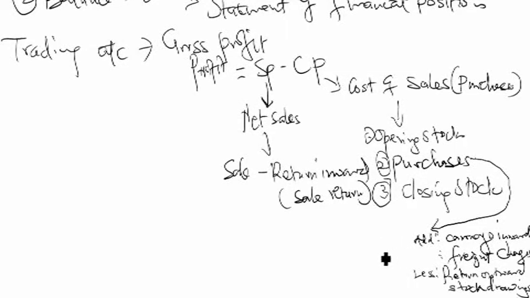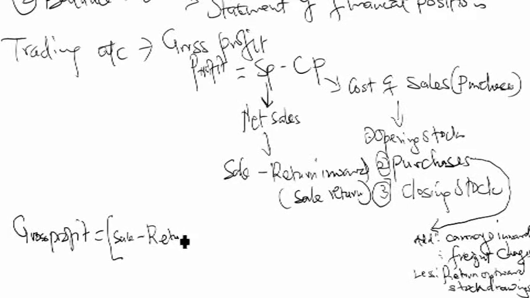If I now put it in an equation, our gross profit will be given by the net sales, and our net sales, if you put a bracket, is sales less return inward. Then from all of this you're supposed to subtract the cost price, which is the cost of sale, and the cost of sale comprises the opening stock, purchases, and the closing stock.